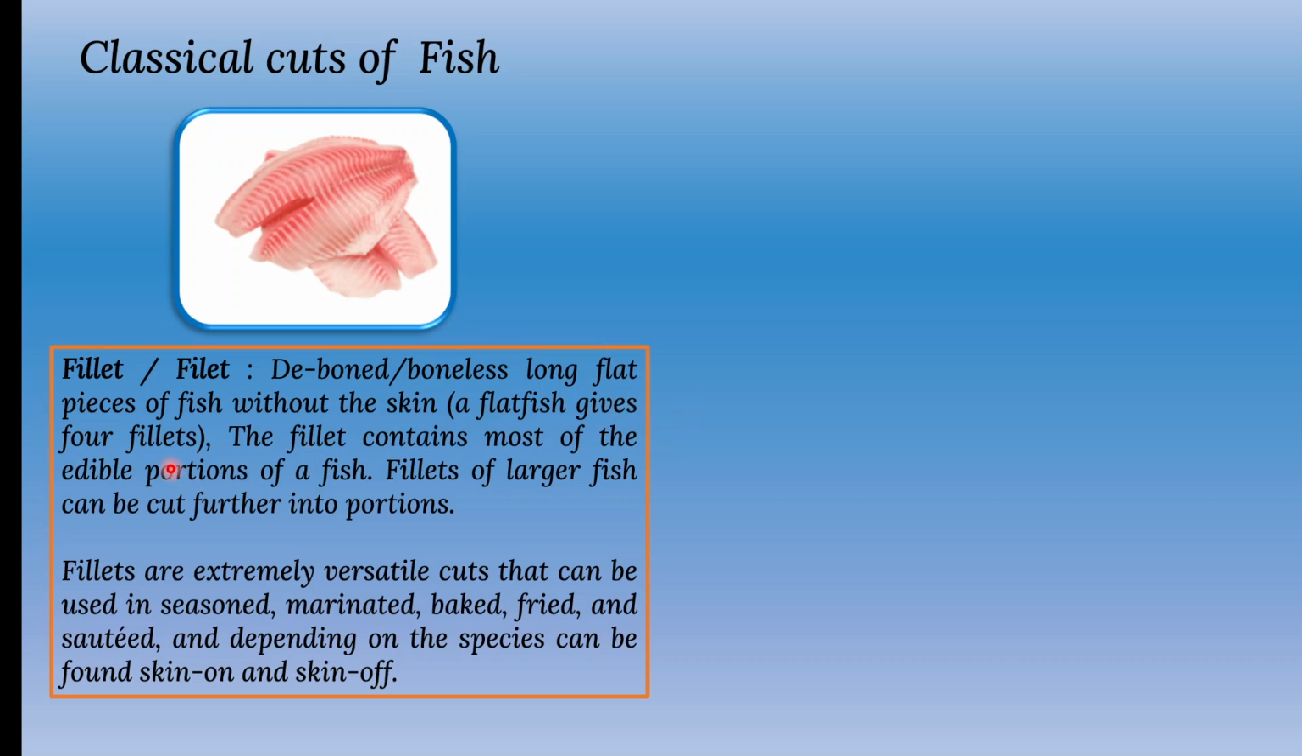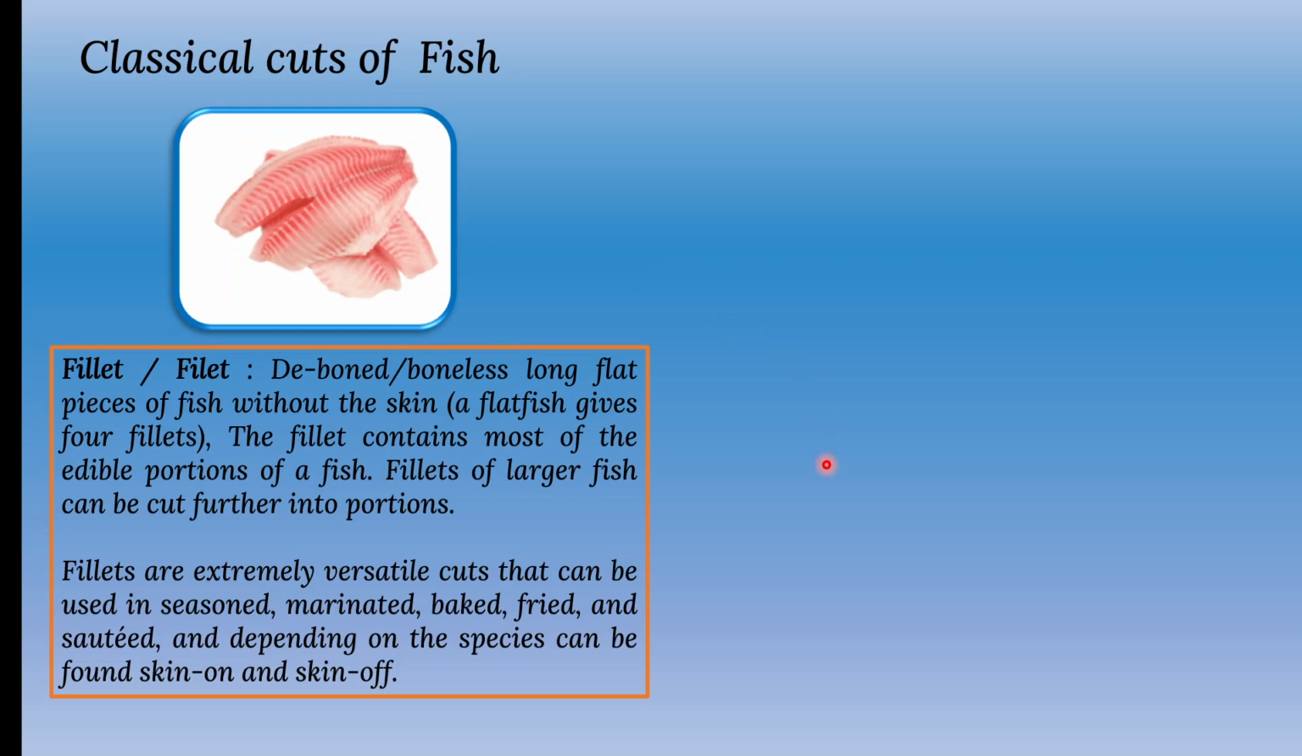Along the flat fish, pieces of fish without the skin. The fillet contains most of the edible portion of the fish. Fillets of larger fish can be cut further into portions. So from the whole fish, when you remove the central bone and remove the skin, whatever you get from the sides of the fish, that is known as fillet, and it looks like this.